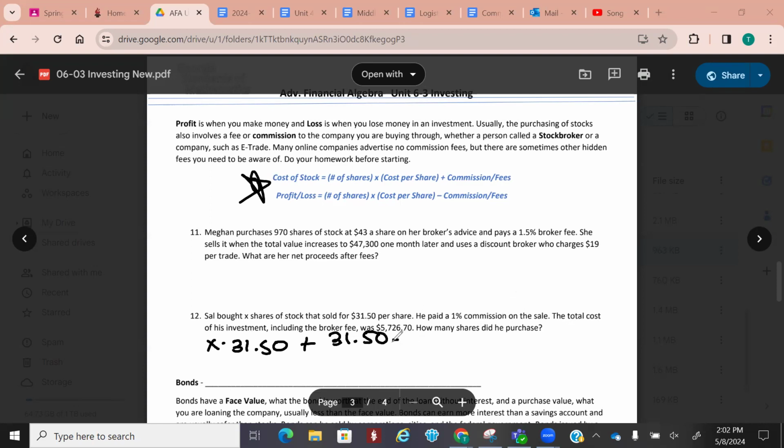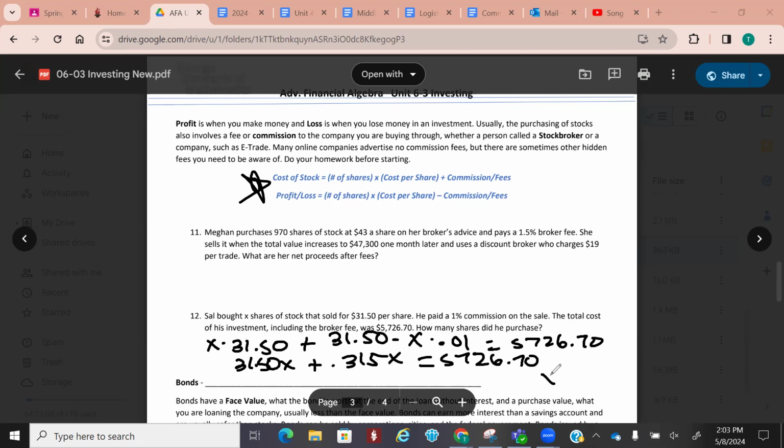Times the commission fees. So we don't know how many shares, times the percentage. And that's going to be 5,726.70. That's the information that they gave us. All right. Now we're going to multiply out and distribute. When we do this, that's going to give me 0.315x is equal to 5,726.70. And when we solve for X, we're going to have X equals 180 shares.